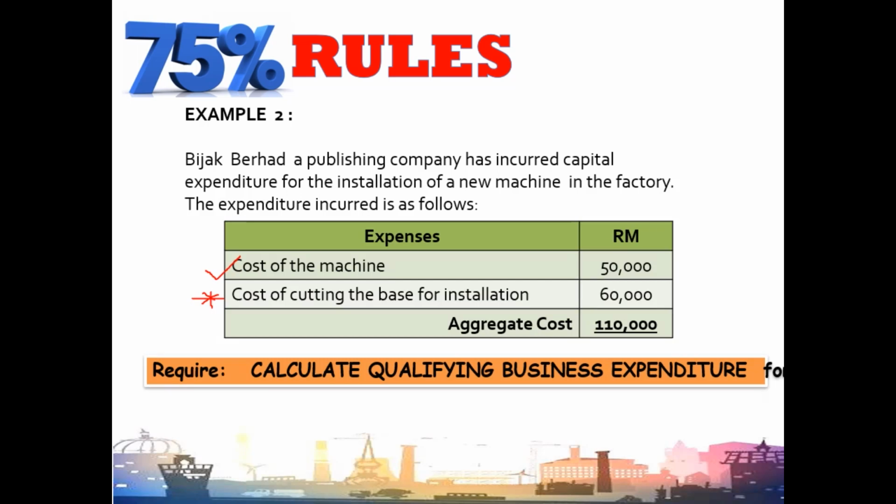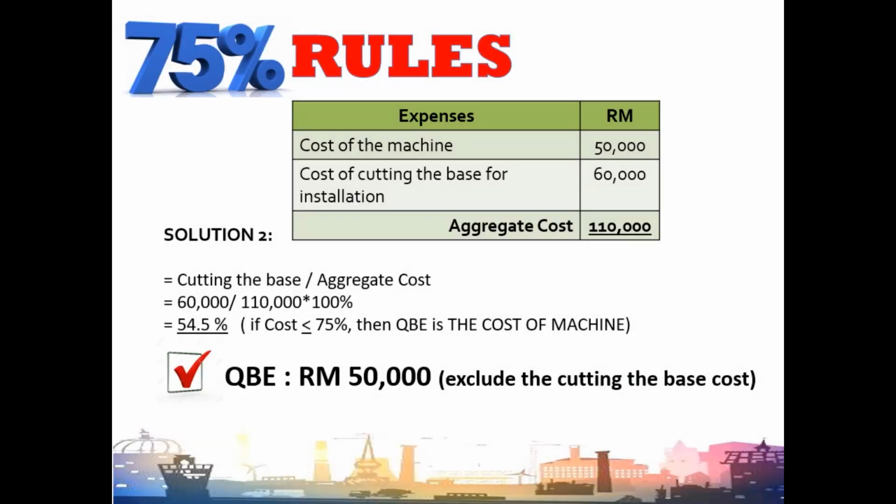This is the solution. Cost of machine is 50,000. Cost of cutting the base for installation is 60,000. The aggregate cost is 110,000. So this is how we are going to calculate: cutting the base, 60,000, divided by 110,000, times 100%. The answer is 54.5%.